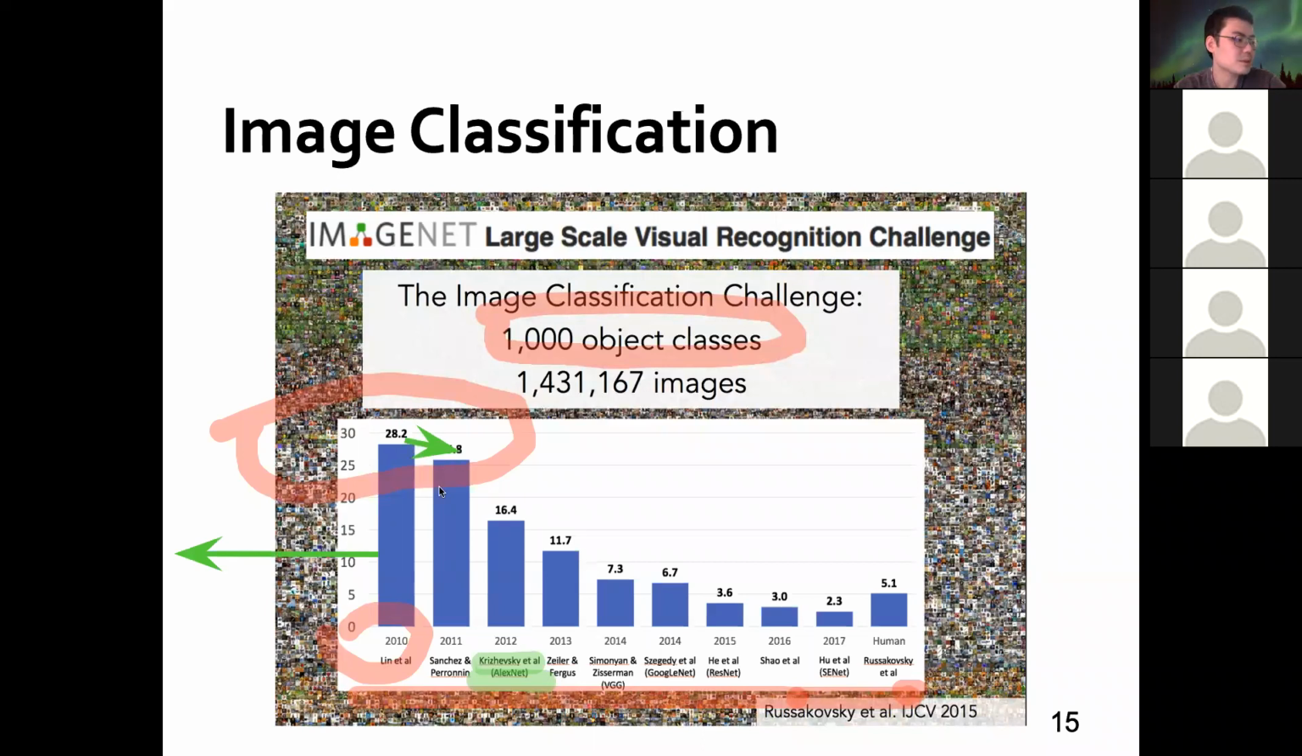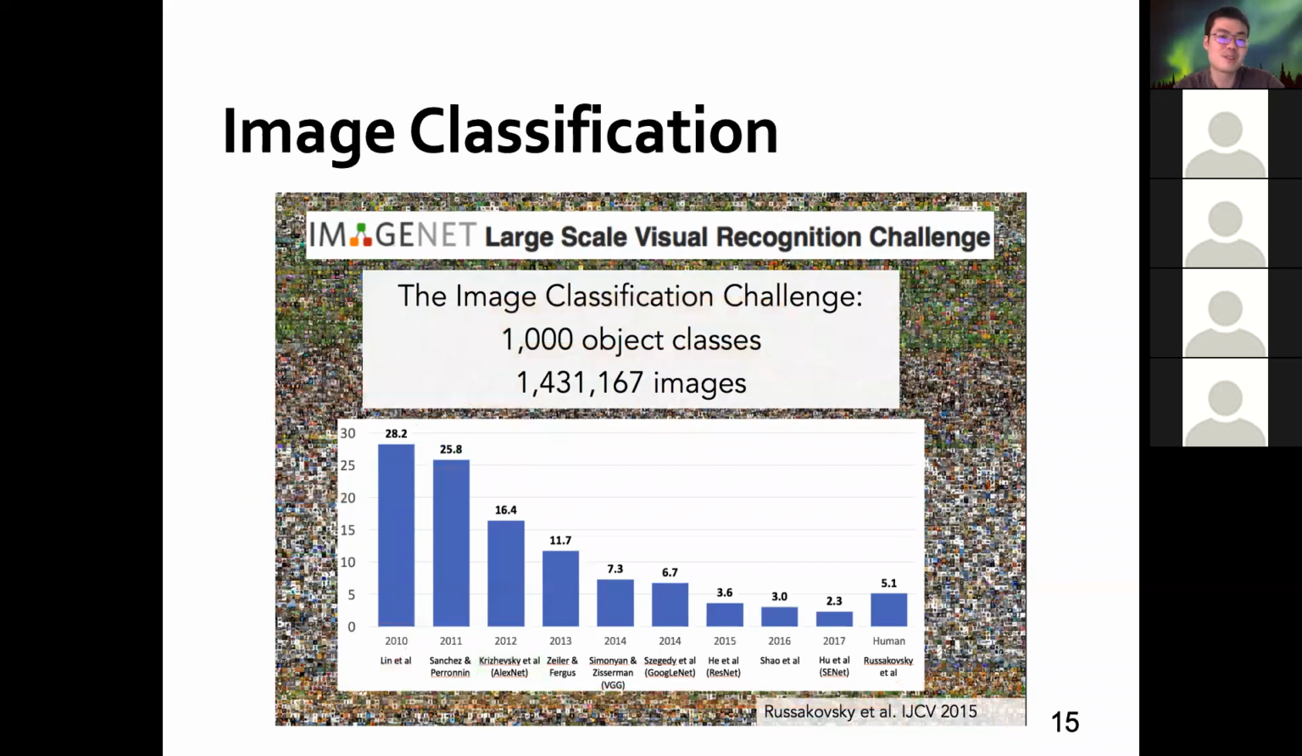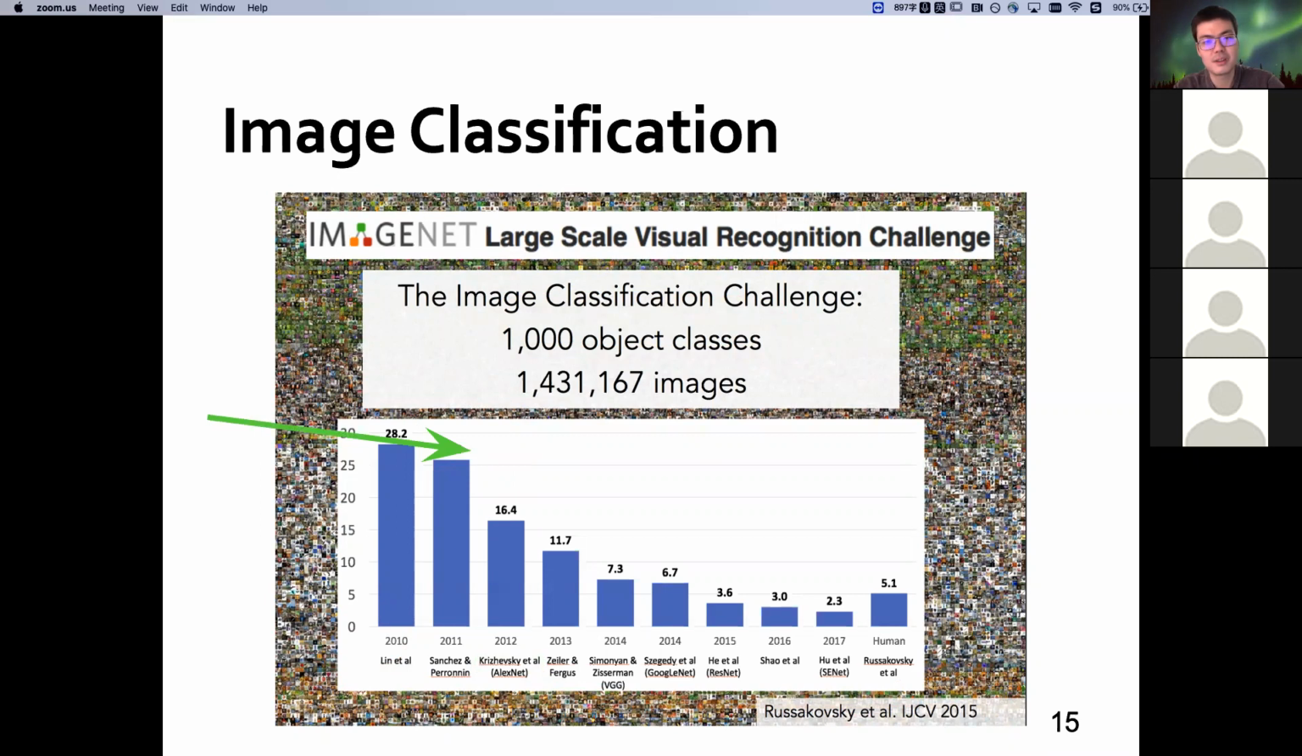What does this mean? This is called error rate, how many mistakes you make. If you have 100 images, you will guess maybe 28 images wrong, making 28 mistakes. You can only guess maybe 70% of the images correctly, and 30% will be wrong. This is not good, especially these days when people try to build self-driving cars. If you have 30% mistakes, that's a big deal. And actually, the field progressed slowly like this for a long time.